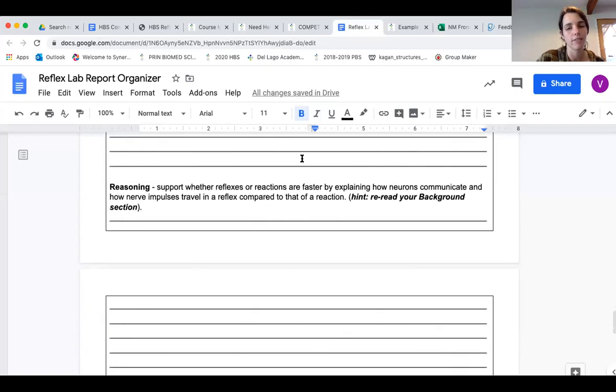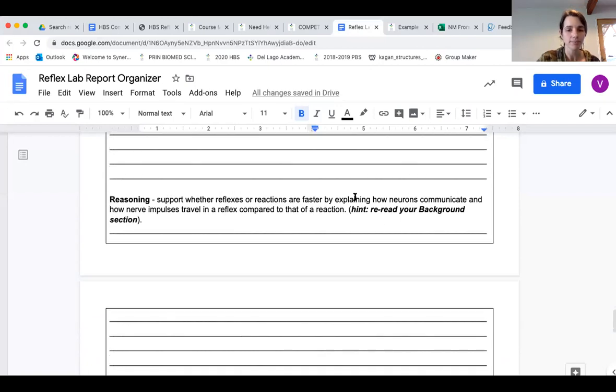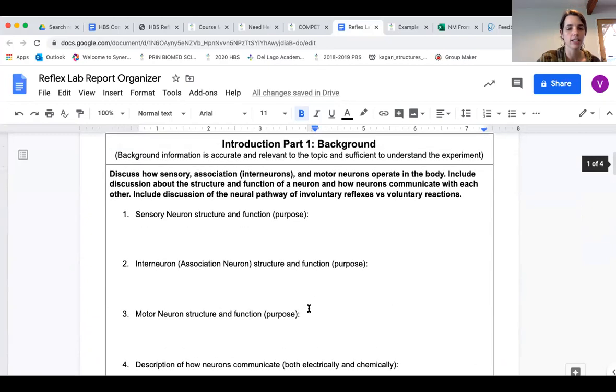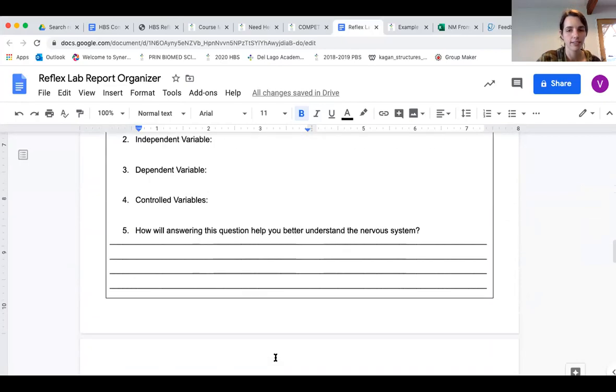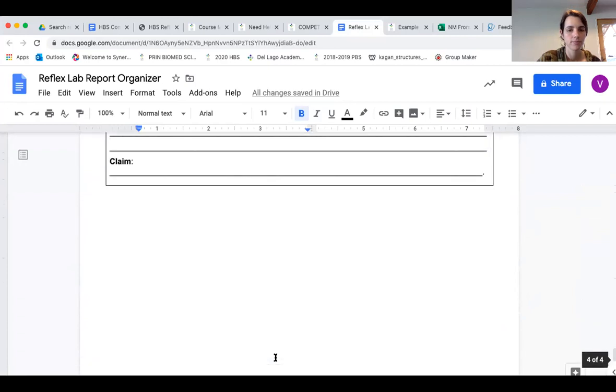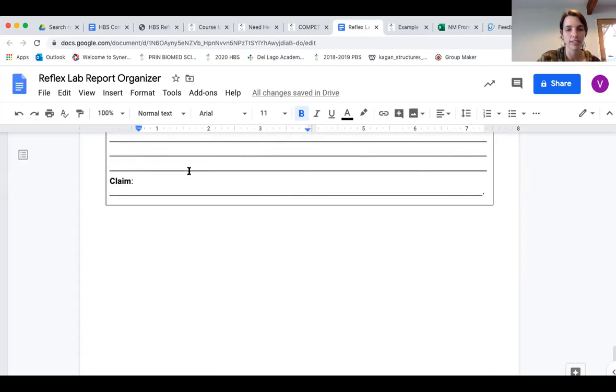For your reasoning, support whether reflexes or reactions are faster by explaining how neurons communicate and how nerve impulses travel in a reflex compared to a reaction. Hint: reread your background section. Much of this information will actually come from your background section. You just rephrase it and use it to support your evidence. And lastly, your claim: which is faster? Is it involuntary reflexes or voluntary reactions?